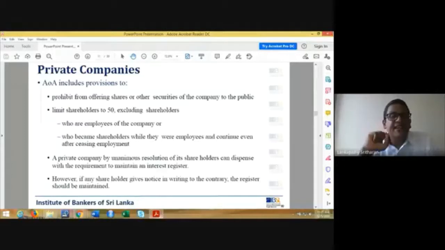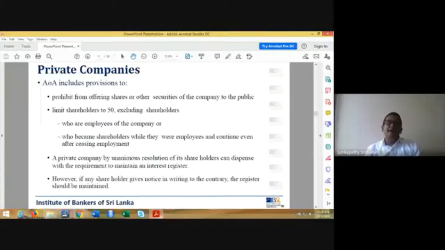The second condition is those who became shareholders while they were employees and continue even after ceasing employment. For example, under the share ownership plan, the company allocates shares to employees, but even after retirement or resigning from the company, they keep those shares. Those shareholders are also exempted when we calculate the maximum number of shareholders. Okay, this is one of the main restrictions of private companies, the maximum of 50 shareholders. Then the third one is that a private company, by unanimous resolution of its shareholders, can dispense with the requirement to maintain an interest register.